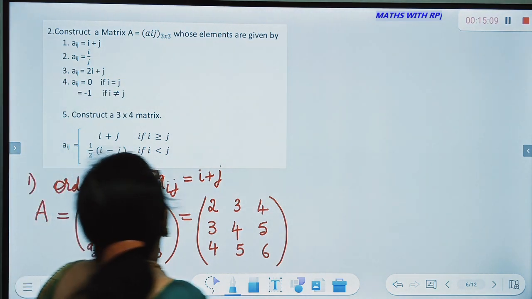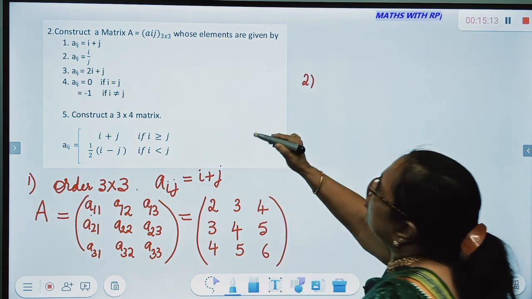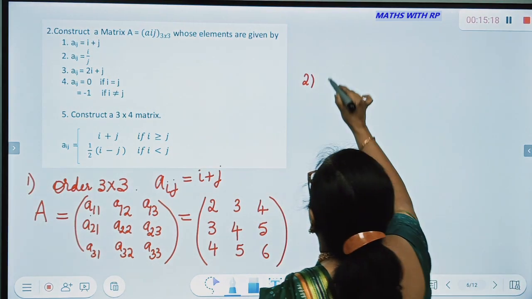Now what about the second problem? That is also 3 by 3, but the elements are defined as i by j. So what will be the second one?